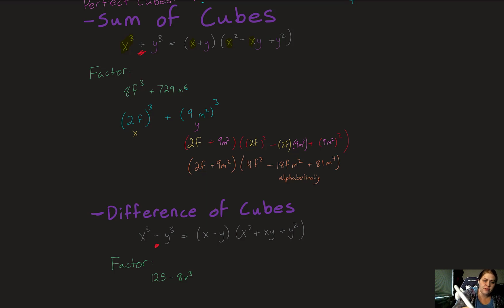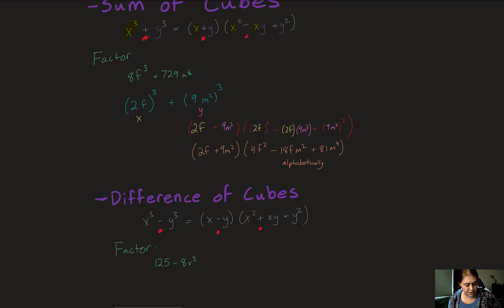So the two differences is the first two signs. If you have a sum of cubes, you always have a sum first and then a subtraction. If you have a difference of cubes, you have a subtraction inside the binomial and then a plus plus. They always end with plus y squared. So that's kind of a nice little thing that they do.